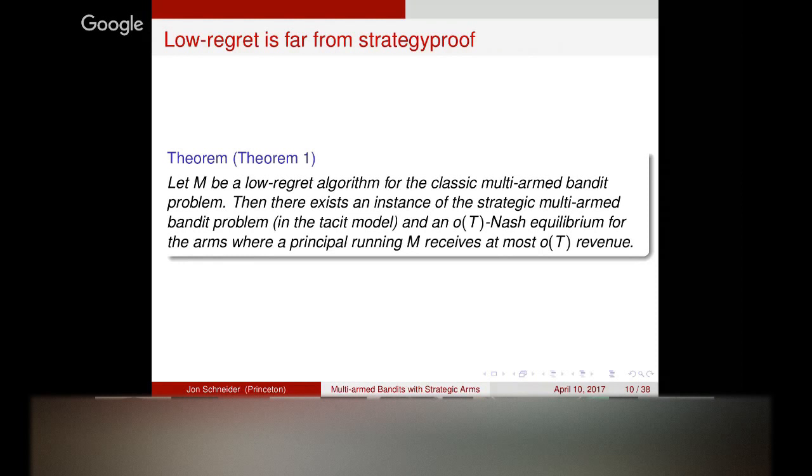So in the explicit model, yeah, you can see that it's doing that. So the explicit model is easy. But in the tacit model, you can't see that. In the tacit model, all you see is that this arm is maybe getting played more. And that's sort of what's going to happen.